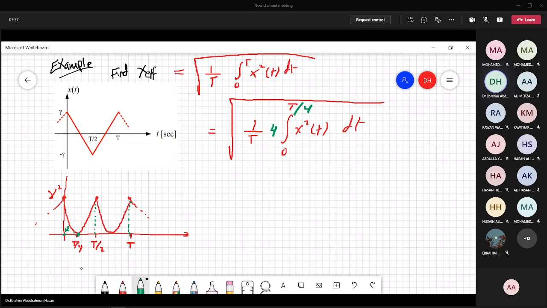What was I saying? The same thing. Because this 4 you can put here, so it is from 0 to T over 4 divided by 1 over T over 4. So then you will get exactly the same answer. Okay, notice the x square.